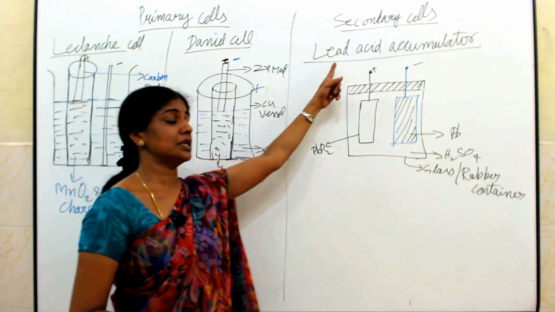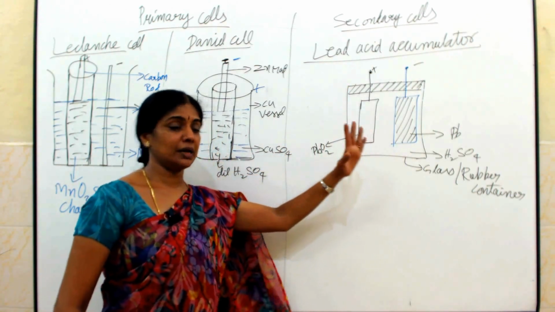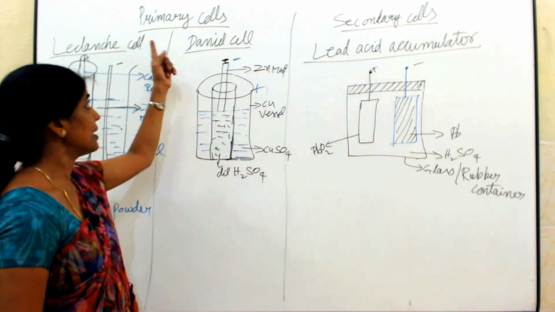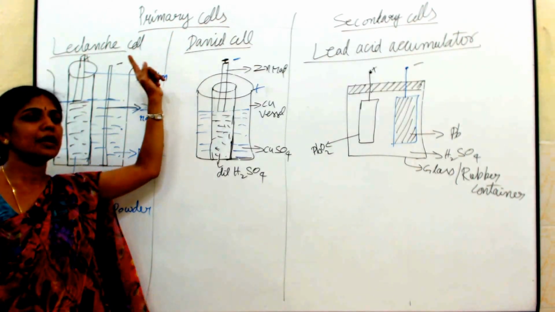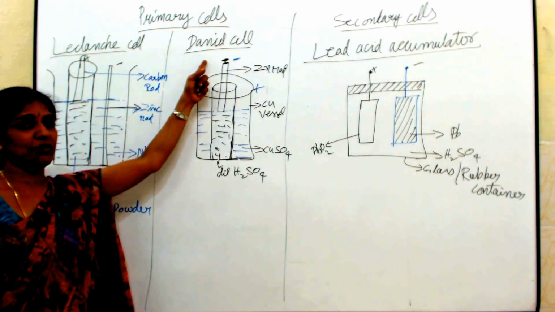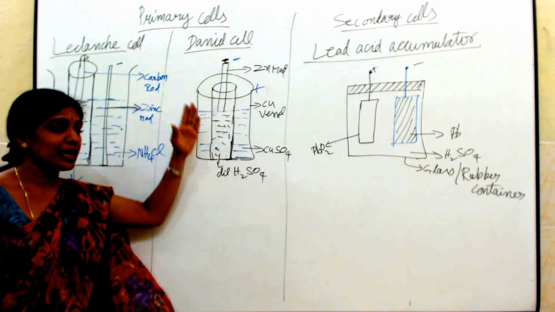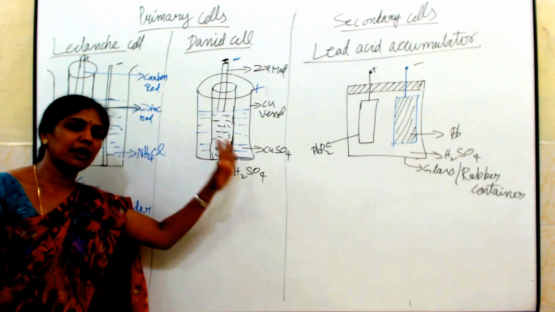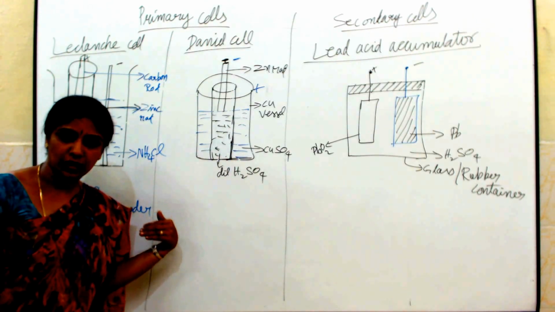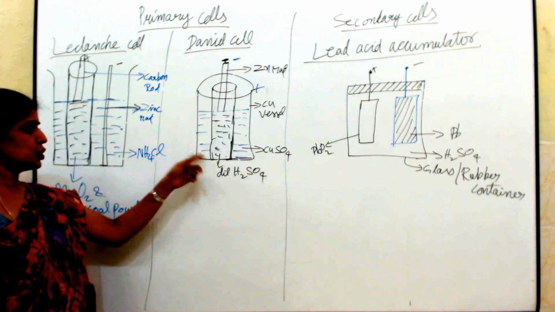But in a secondary cell it is not like that. I can get back the active materials even though I used it one time. That is, the chemical reactions are reversible in a secondary cell. The chemical reactions are irreversible in a primary cell. In the primary cells we have two types of cells: one is the Leclanche cell and the other one is the Daniell cell. These two are your primary cells. That means the chemical reactions in these two cells are irreversible. Once I use this electrolyte, I can't get back the active materials again. So I have to prepare a fresh electrolyte to draw current from those two types of cells.